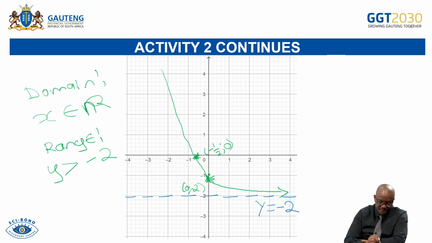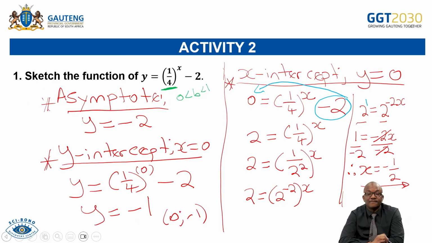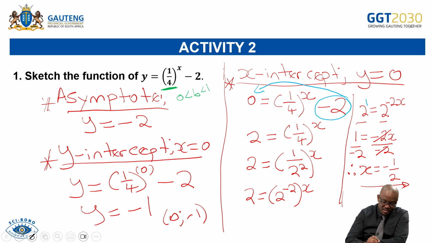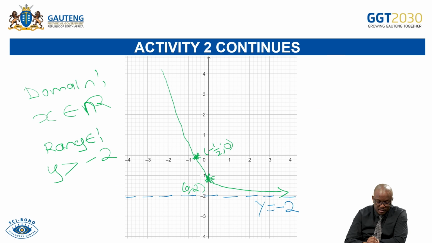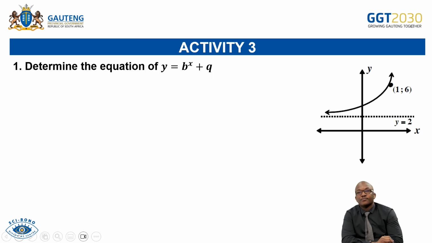So I hope it is clear that when you sketch your exponential function, you need to identify your asymptote, your x-intercept, and y-intercept. Sometimes I know that you can use your motherboard method, which is a table. It's also allowed. Okay, so moving forward, we have two things: how to sketch a function and also how to determine the equation. So now, we were given a function, we sketched the graph. Then now we are given the graph, we need to determine the equation.